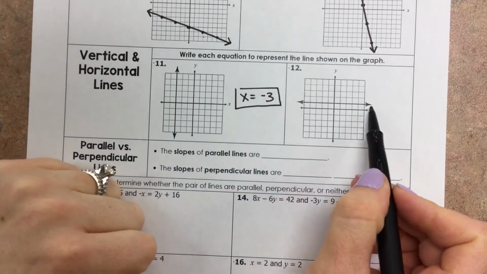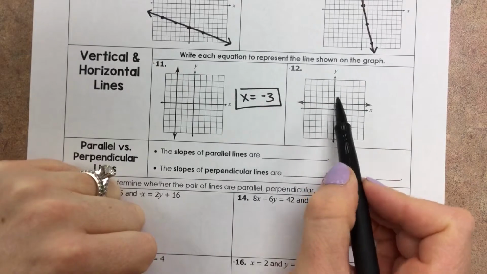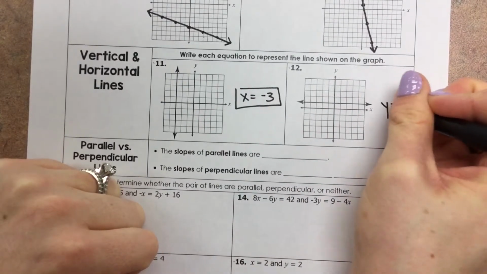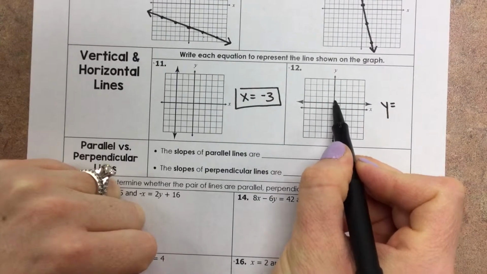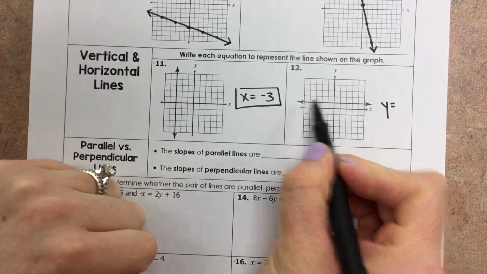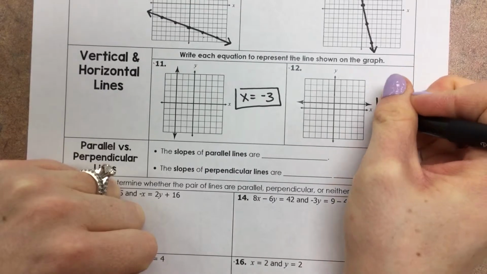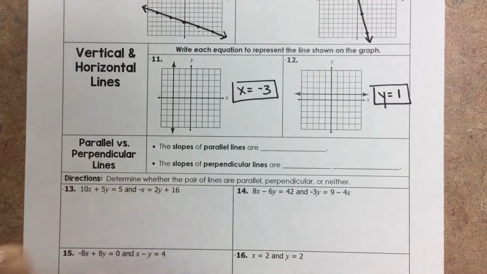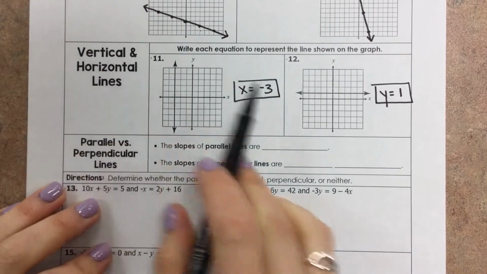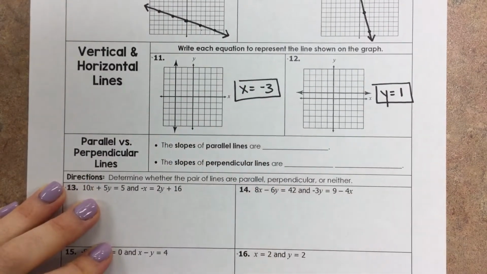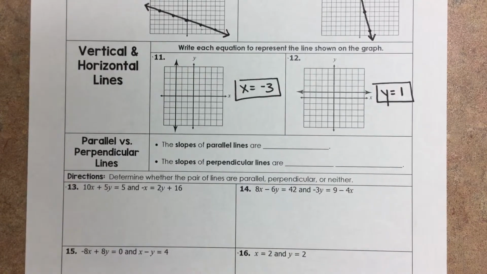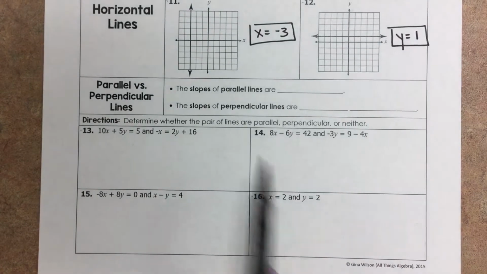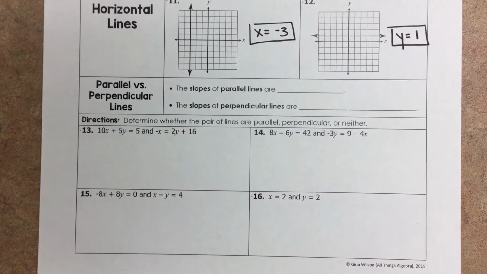So horizontal is the opposite. This graph doesn't move up or down at all. It's the same y value the entire time. So horizontal lines are always y equals, and this y value is up 1. So these are all points that have a y value of 1. All right, so that's what the equations look like for vertical and horizontal lines. A vertical line is always x equals, a horizontal line is always y equals. It's the diagonal lines that have a y and an x like these ones do. Okay, last little topic, parallel and perpendicular lines.